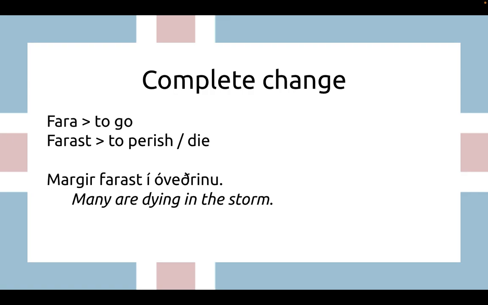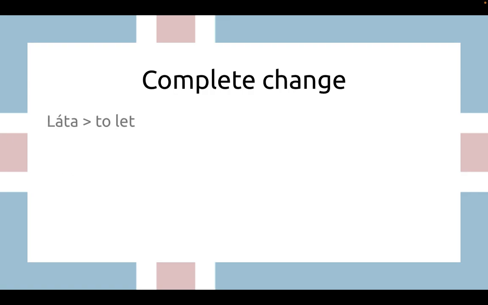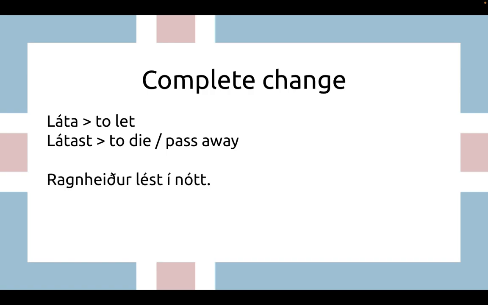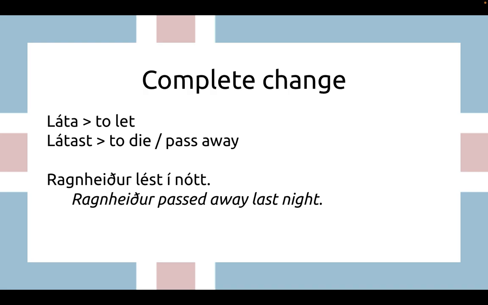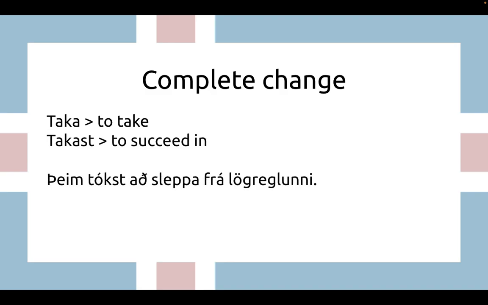And that's why you don't want to guess too much about the middle voice because it could completely change what you're trying to say. Að láta means to let, and að látast, again, means to die or pass away. Ragnheiður lést í nótt means Ragnheiður passed away last night. Let's look at one more example. Taka, to take. The middle voice, takast, means to succeed in or be successful at something. So þeim tókst að sleppa frá lögreglunni means they managed to escape the police, or they succeeded in escaping the police. So this is just another example where the meaning completely changes when we use the middle voice.